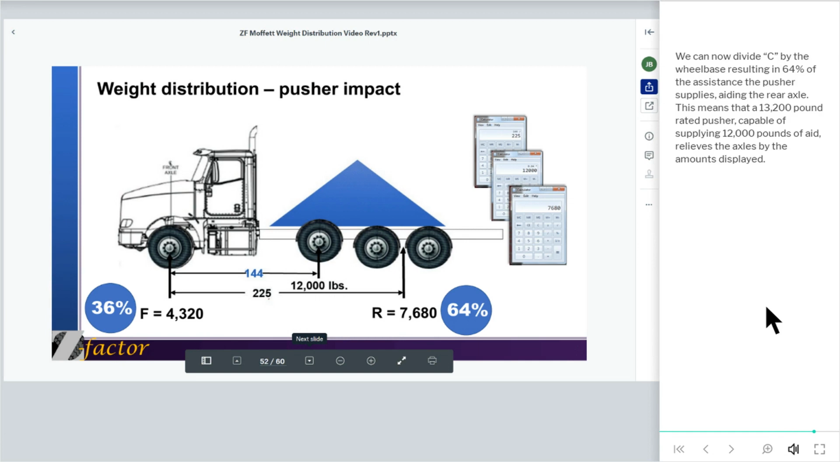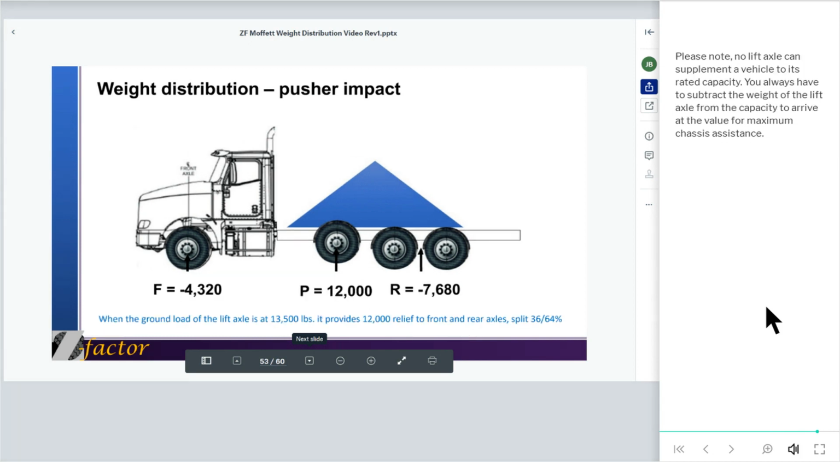We can now divide C by the wheelbase, resulting in 64% of the assistance the pusher supplies, aiding the rear axle. This means that a 13,200 pound rated pusher, capable of supplying 12,000 pounds of aid, relieves the axles by the amounts displayed. Please note, no lift axle can supplement a vehicle to its rated capacity. You always have to subtract the weight of the lift axle from the capacity to arrive at the value for maximum chassis assistance.